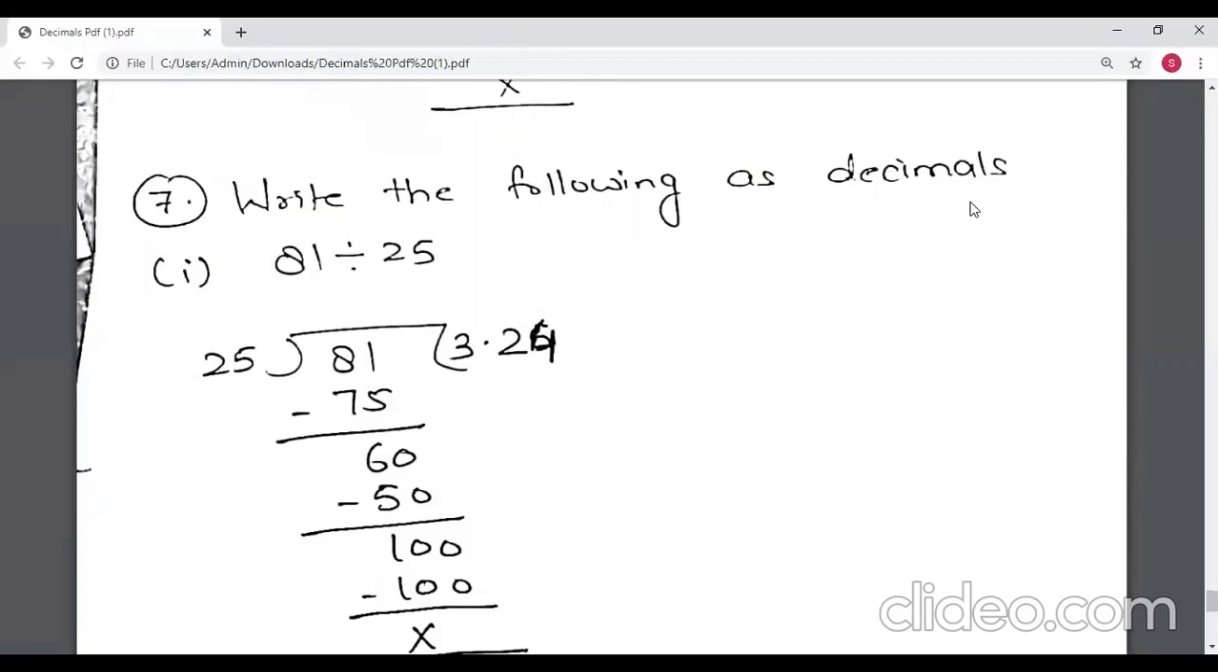25 2s is 50. You'll get the remainder as 10. Already we have kept the decimal, so you can increase out the number of zeros. You'll get the 100. And then 25 4s will be 100. So the final answer will be 3.24.